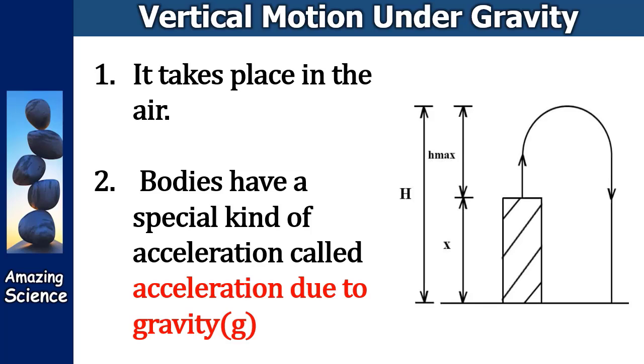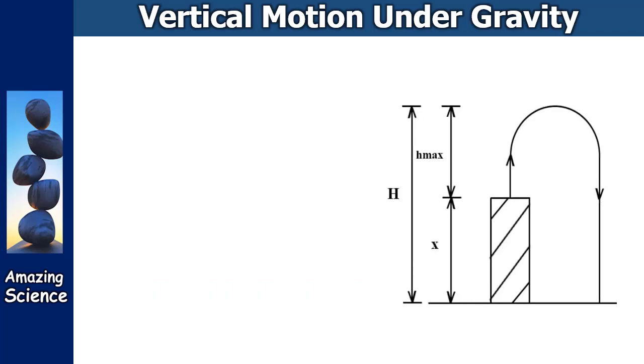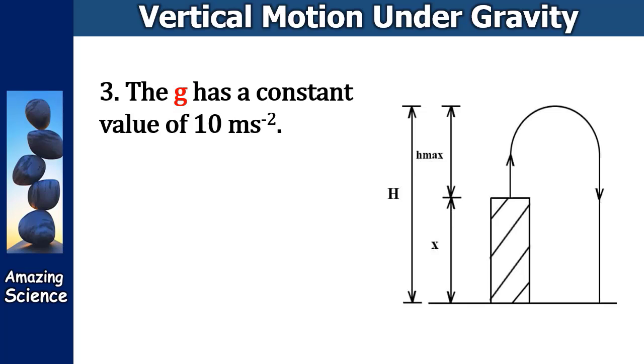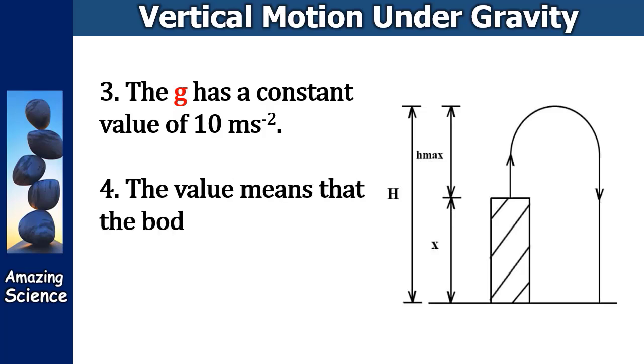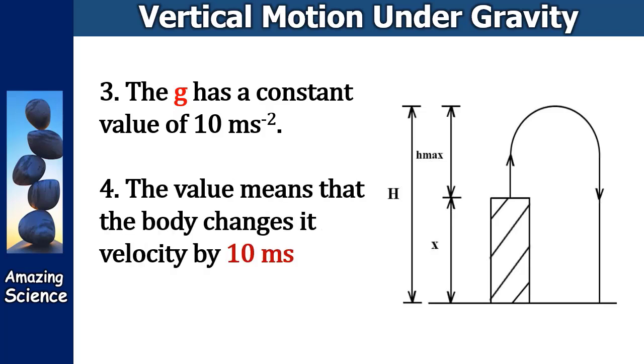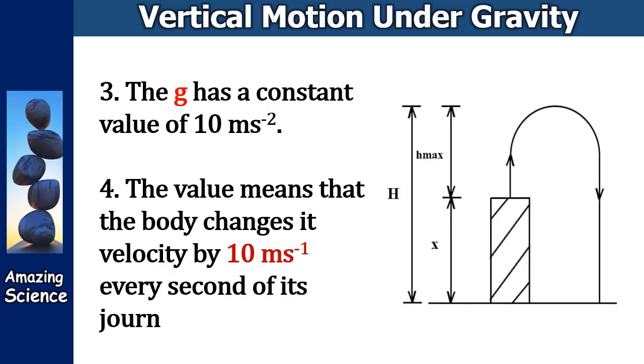This acceleration due to gravity has a constant value of 10 meters per second squared. An acceleration of 10 meters per second squared means that any body undergoing vertical motion will change its velocity by 10 meters per second every second throughout its motion. Having understood this, let's look at how to describe vertical motion under gravity.